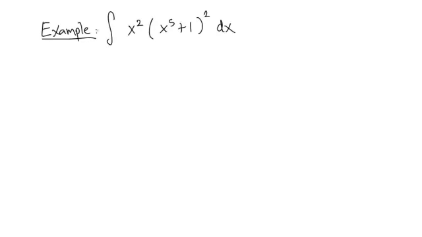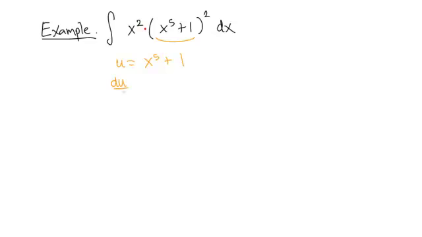Let's try another example. The antiderivative of x squared times x to the 5 plus 1 quantity squared dx. Notice that this integral has already been prepped. There's no square roots or denominators or radicals in it. It's also a product, just like the other ones have been. So we could attempt to try a substitution on this example. We have something in parentheses, u being x to the 5 plus 1. So let's go through the process of trying a substitution.